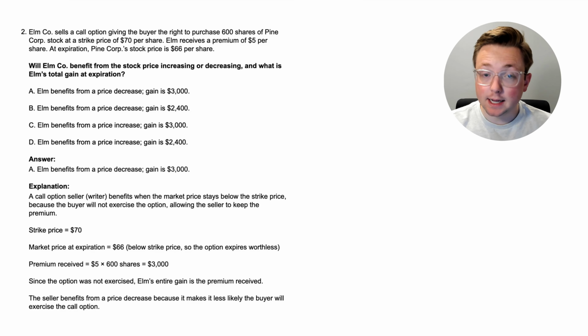A call option seller, who is the writer, benefits when the market price stays below the strike price because the buyer will not exercise the option, allowing the seller to keep the premium. So the strike price is $70. The market price at expiration was $66, so that's below the strike price, so the option expires worthless.